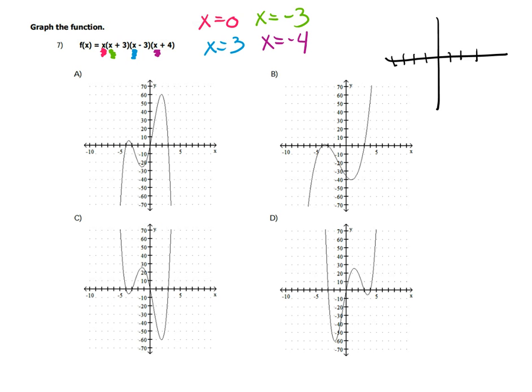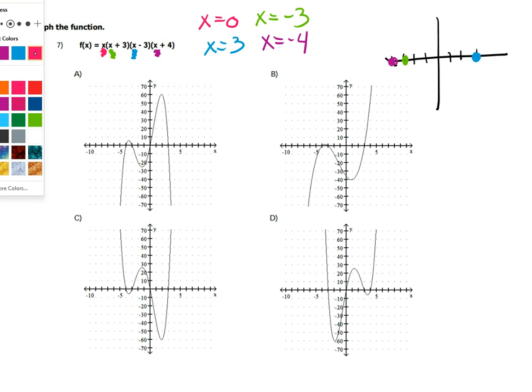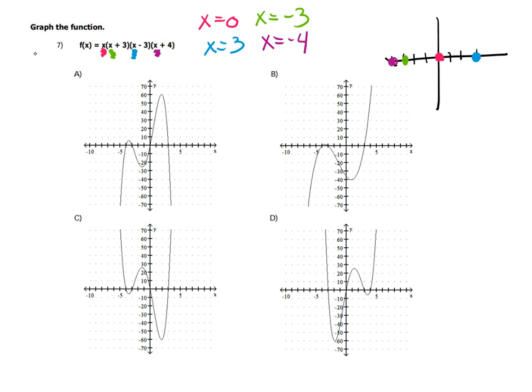So let me see if I can color code this. Let's see. 3 would be here, and -4 is there, and -3 is there, and 0 is here. Okay. Those are the x-intercepts. Now remember, if there are 4 x-intercepts, there can only be 3 turning points. All of these are to the first power, so they all cross. There'll be no tangent stuff.